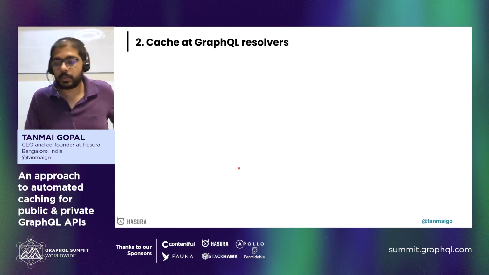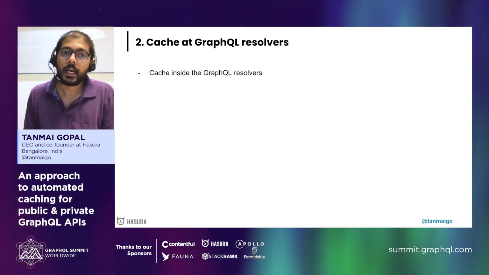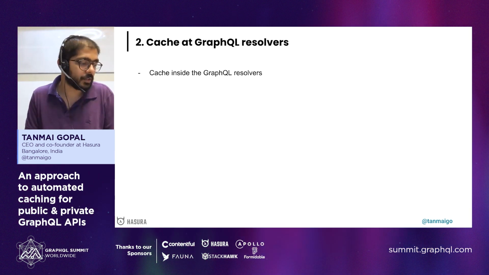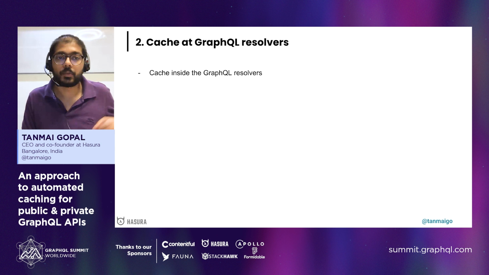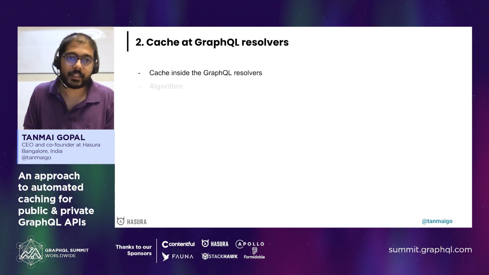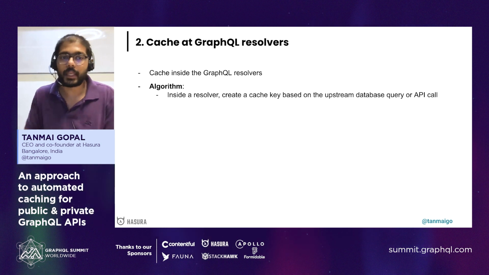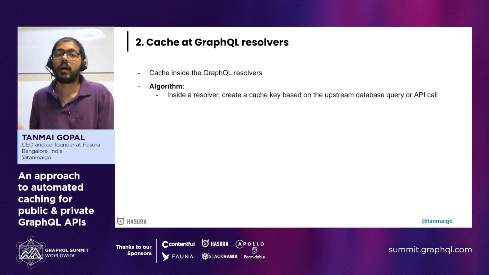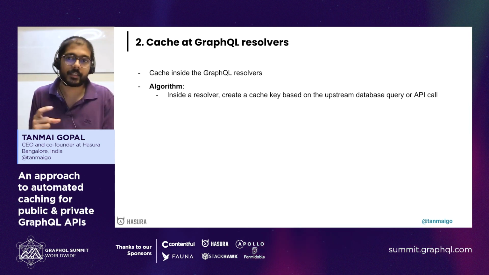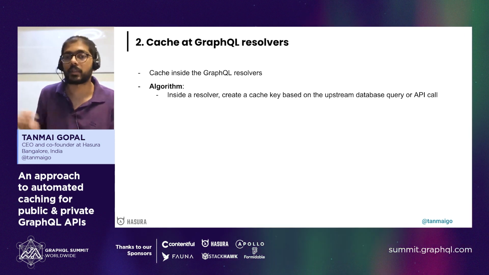Let's look at the second example, which is caching at the GraphQL resolver level. This is more similar to how you would implement caching if you were building your own API controllers with REST APIs. So here a rough algorithm would be that inside every resolver, depending on the logic, right? Depending on, is this public data? Does this depend on the user? Does this not depend on the user?